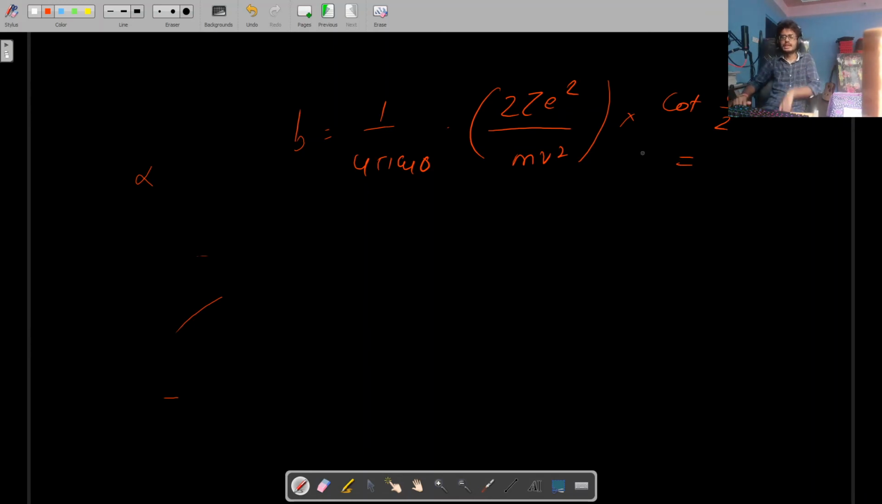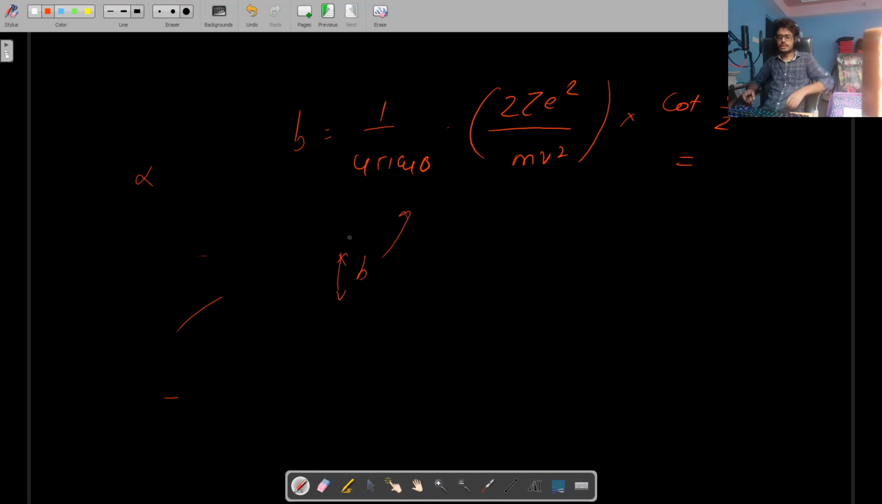It's not that important. They'll not ask you about this, but you should know what the impact parameter is. The impact parameter is basically the distance between the center of the atom or the center of the nucleus to the original path that the alpha particle should have taken, suppose the positive charge of the nucleus was absent. That distance is the impact parameter, and it's given by this formula.